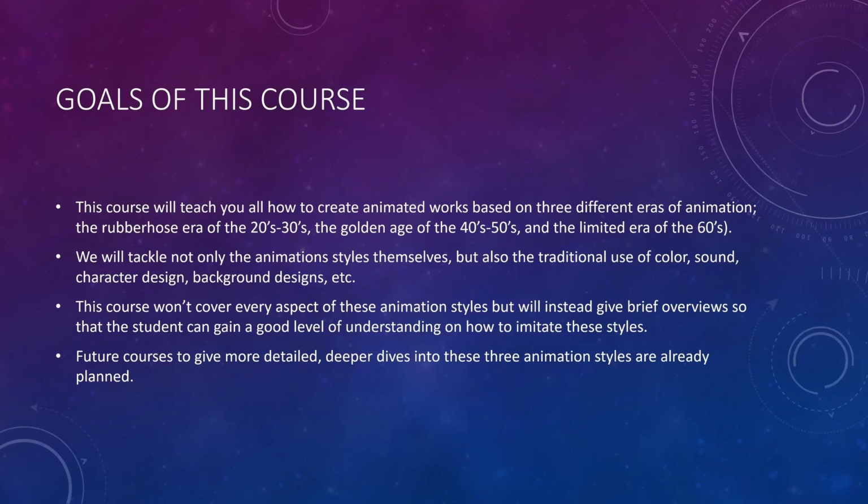First, I'm going to go over the goals of this course. As I mentioned, this course is going to teach you how you can create animated works based on the three eras of animation: rubber hose, the golden age, and the limited era. We will tackle not only the animation styles themselves, but also the traditional use of color, sound, background design, character design, and more. This course won't cover every aspect of these animation styles, but will instead give brief overviews so that you guys can gain a good understanding on how you can work to imitate these styles in your own projects. And because of that, future courses are already planned to give more detailed and deeper dives into these three styles. So you can think of this course as 3 mini courses all in one.